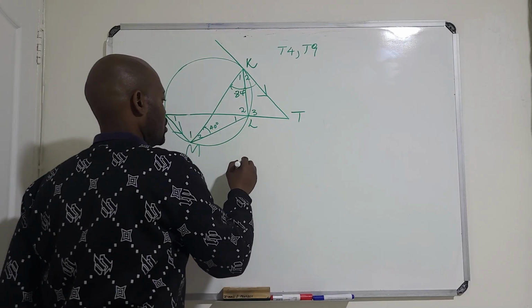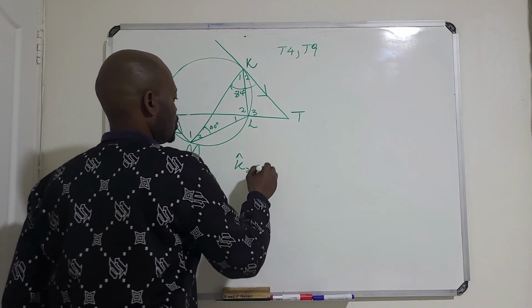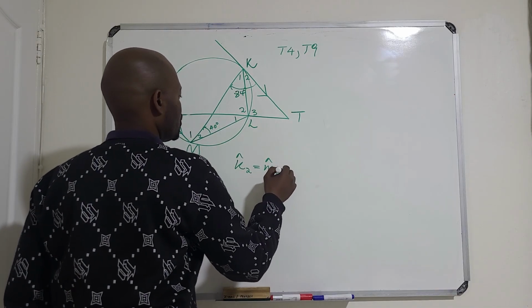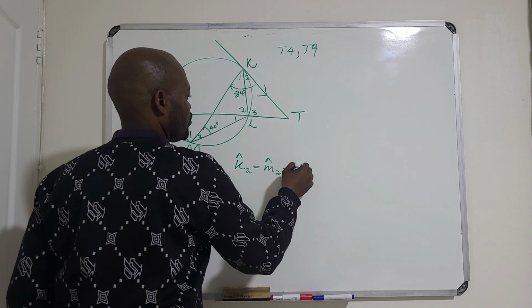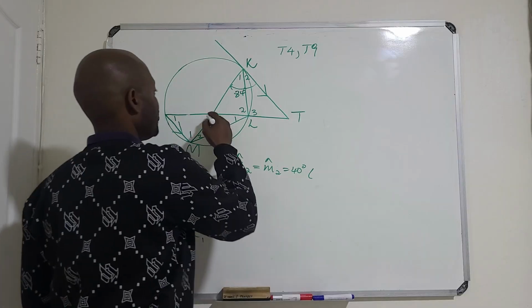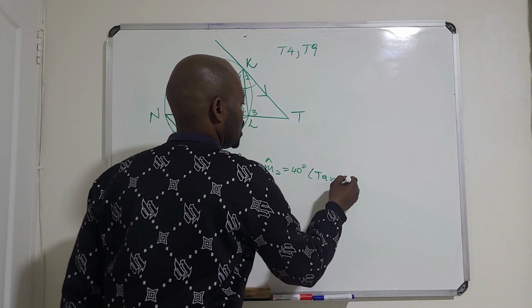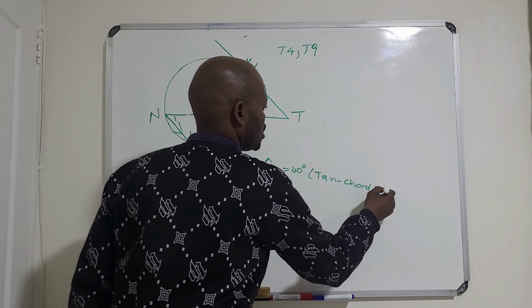Therefore, angle K2 is equals to angle M2, which is equals to 40 degrees. Why? Tan chord theorem. This angle is equals to that angle. Tan chord theorem.